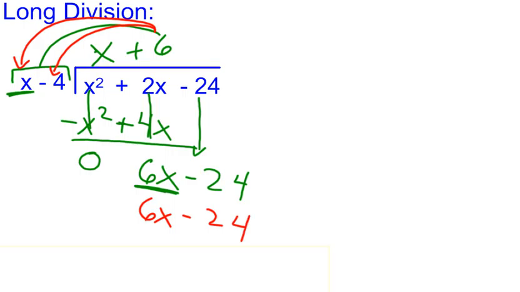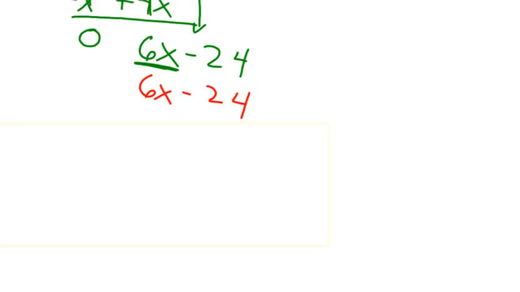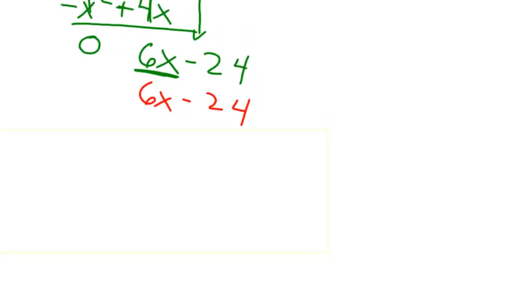Once you're at this step, what happens next? You then subtract, which means you're going to take the opposite. So just change the signs on the red part, that red binomial. It's going to be a minus 6x and a positive 24. And then we combine like terms.